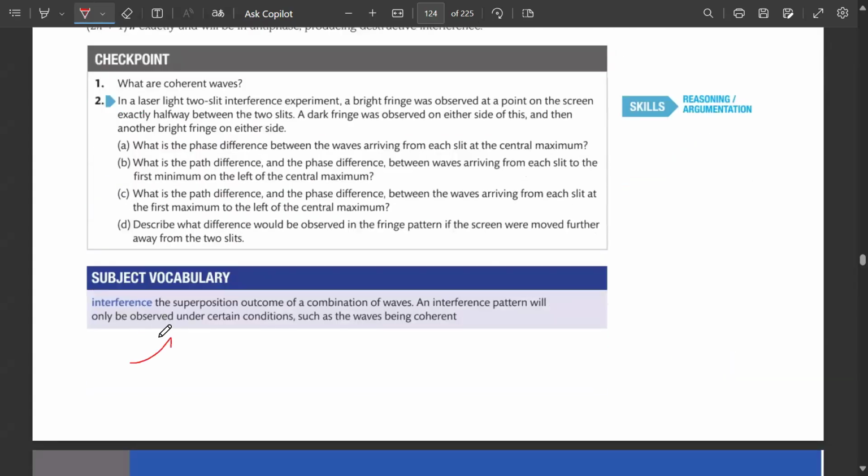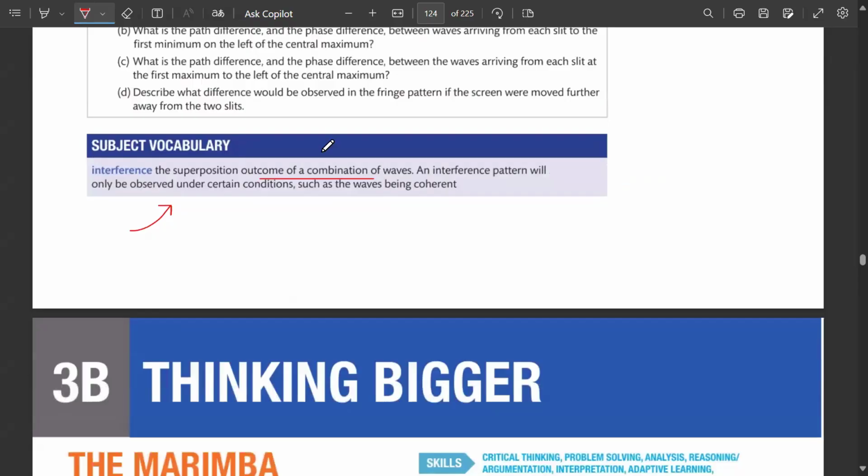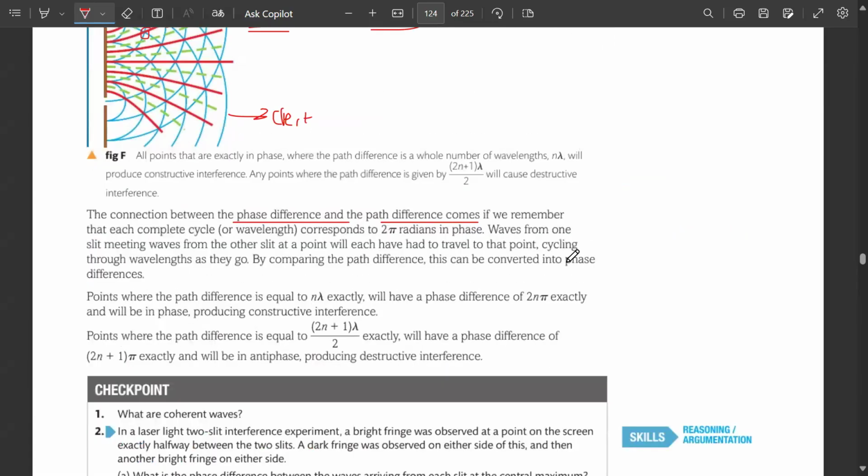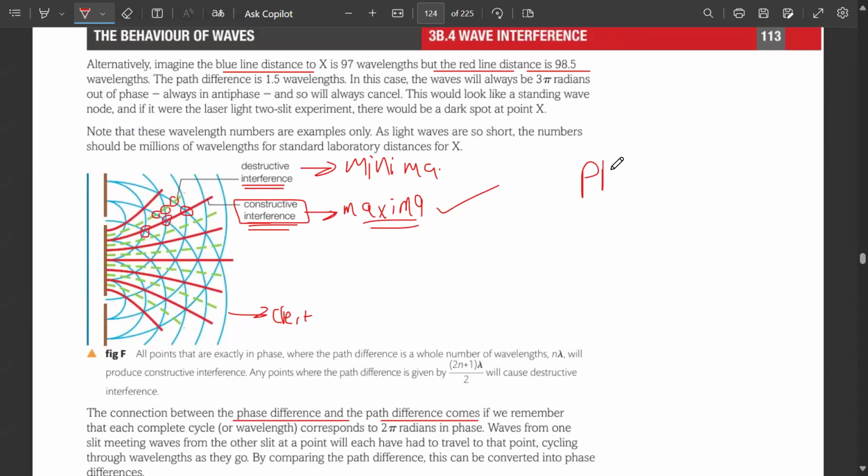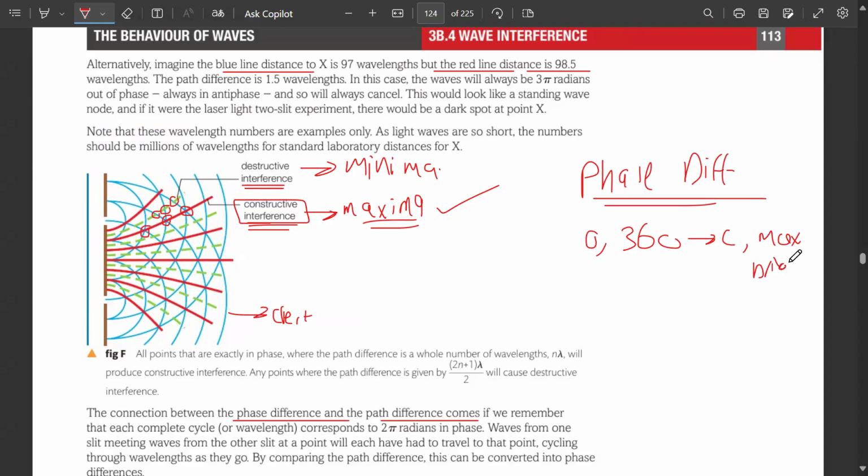So what is interference? Interference is the superposition outcome of the combination of waves, where an interference pattern will only be observed under certain conditions such as the waves being coherent. Got it? अब phase differences कैसे हो सकते हैं when we talk about constructive interference? Phase difference आपके पास या तो होगा 0 का or it would be 360 when you want a constructive interference, a maxima and a bright region. Got it? And if the phase difference is 180 or 270, you would get destructive interference, minima, which is a dark region.